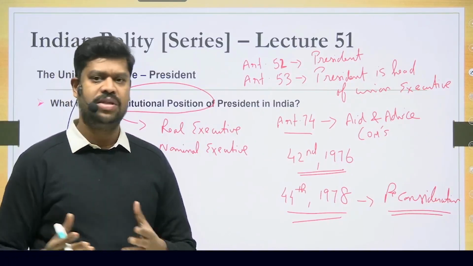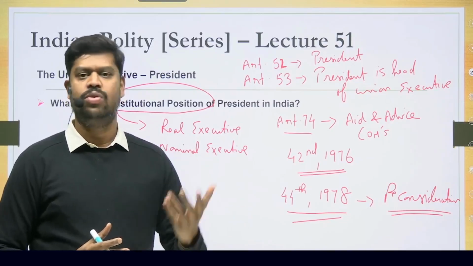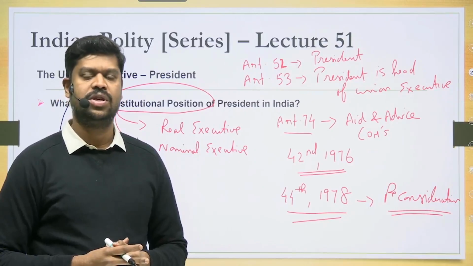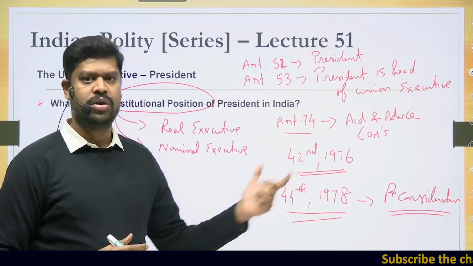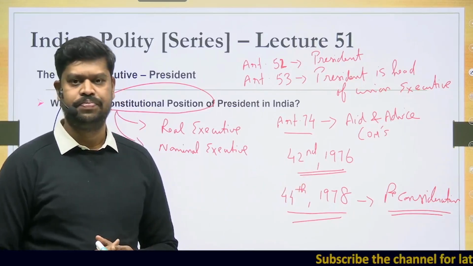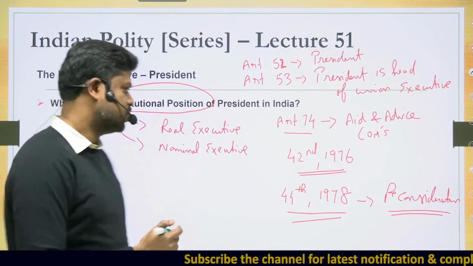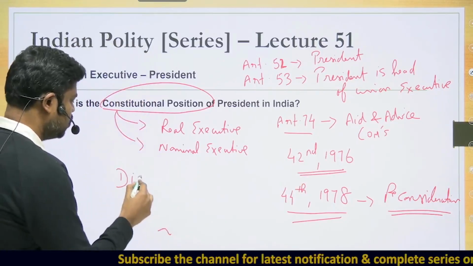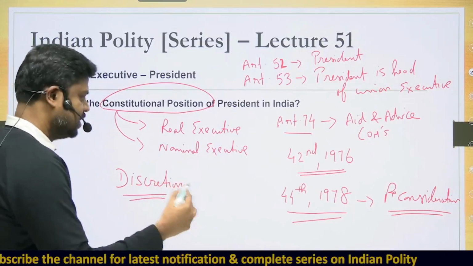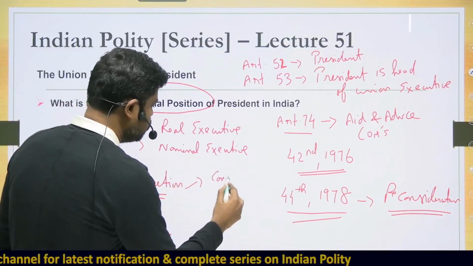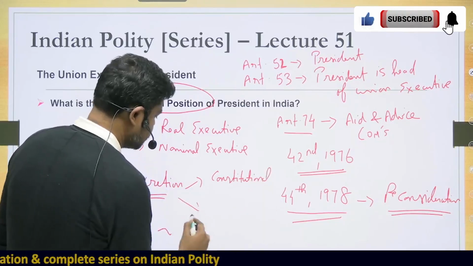To call the President of India a mere rubber stamp is not the right thing, because that is not the role envisaged for the President by the Constituent Assembly. Though the President is a nominal executive who has to act in accordance with the aid and advice of the Council of Ministers, despite all those things, the President under the Constitution is also given certain discretion. Discretion means where he can act on his own. And I would classify this discretion as constitutional discretion and situational discretion.